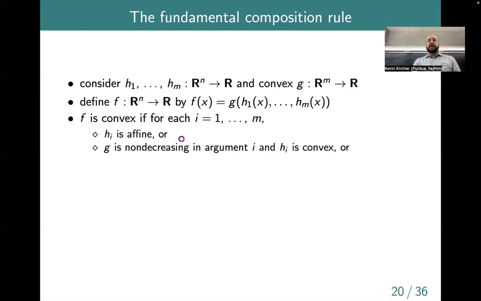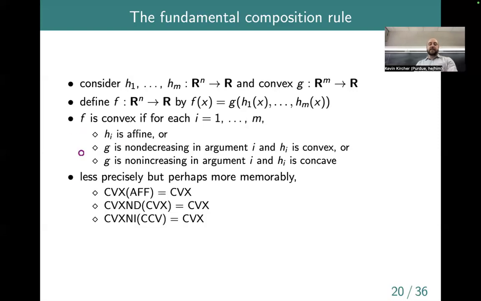That's one possibility. Another possibility is that g is non-decreasing. So g is both convex and non-decreasing, and the functions h are convex. In that case, we again get that the composition is a convex function. So a convex non-decreasing function of a convex function is convex. And then we have another case, which is g is non-increasing, so g is kind of going down along the x-axis, and h_i is a concave function. In any of those cases, we get that the function f is convex.